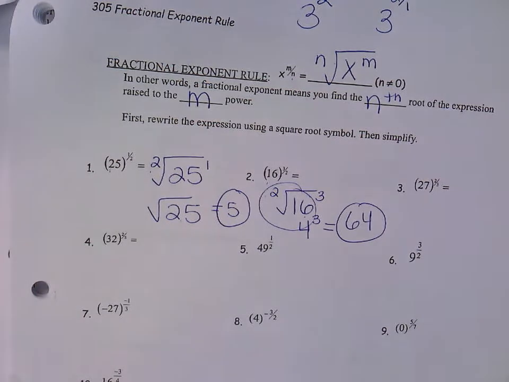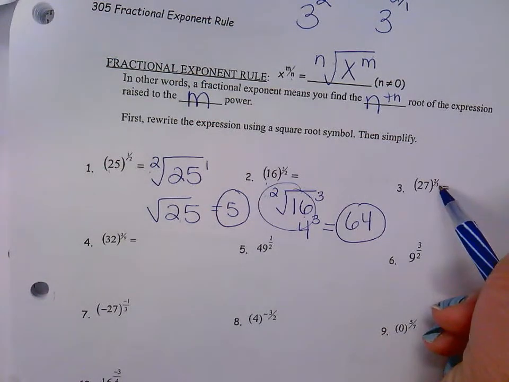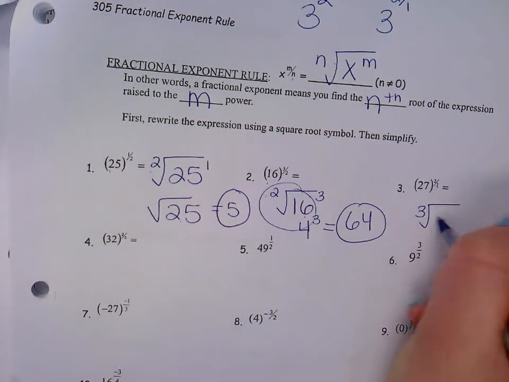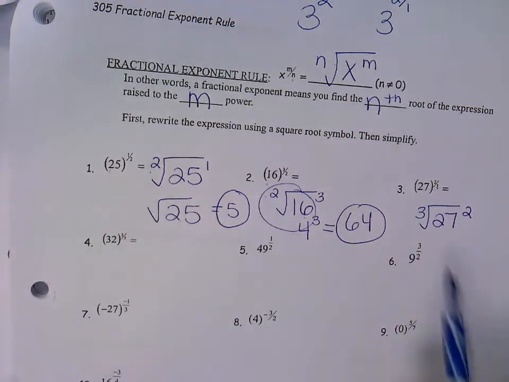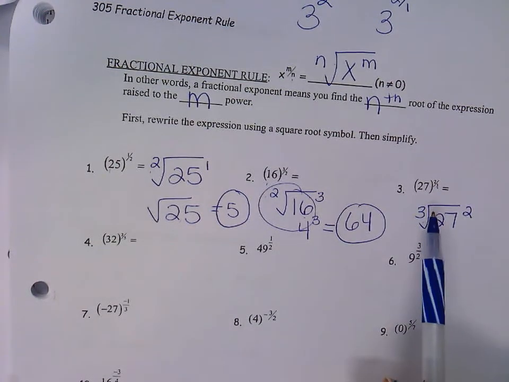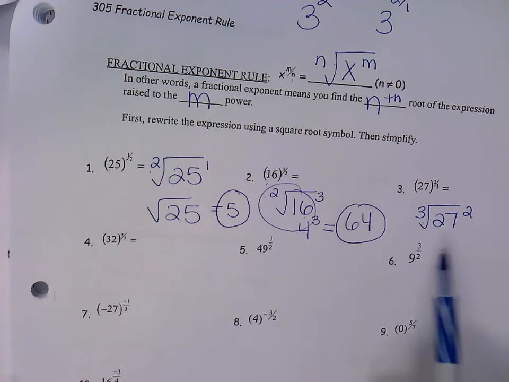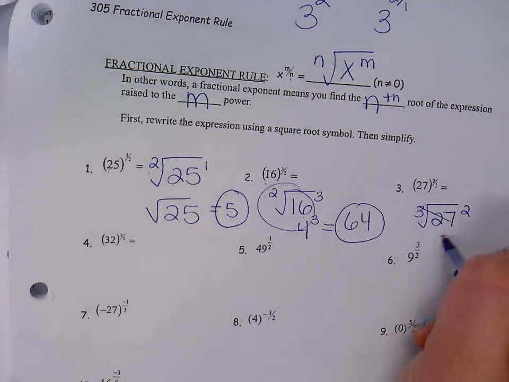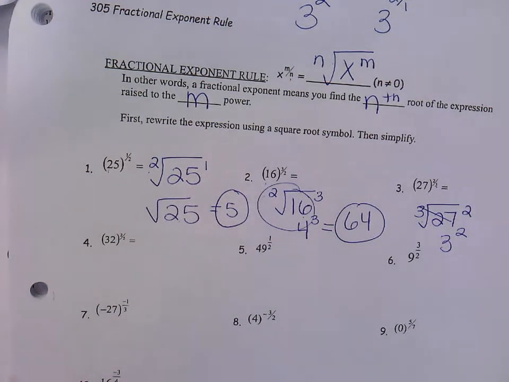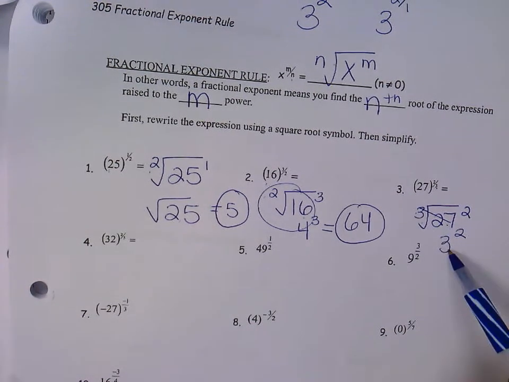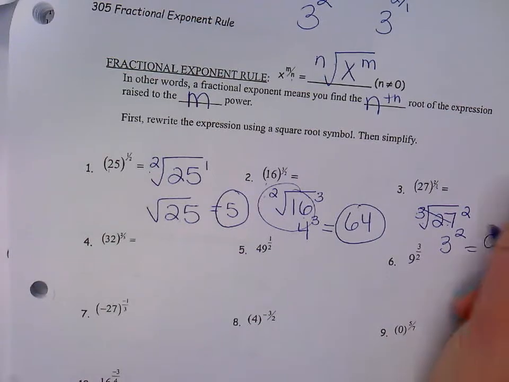All right, number 3, now our denominator is a cube. So this is the cube root of 27. So that's asking you what times what times what, multiplied by itself 3 times, is 27. So the cube root of 27 is 3, and then I'm going to do 3 squared. Because you don't know 27 squared, right? So you can't do 27 squared first. So do the smaller number and then square it. So my answer would be 9.